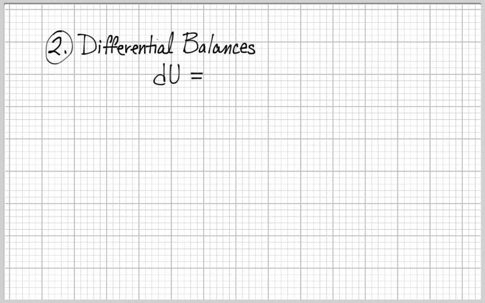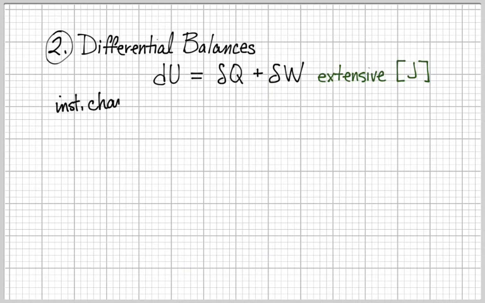Now if I do that same analysis but in a differential form, I'm going to have dU equal to the curly d Q plus curly d W, or the inexact differential of heat and the inexact differential of work. You'll notice that all of the symbols are capitalized, suggesting that they're all extensive variables, and that's going to make them all in terms of energy units, in this case joules.